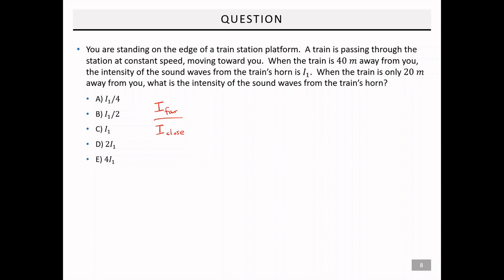Okay, so you have a train that starts 40 meters away from you. So the intensity far is going to be P divided by 4 pi times 40 squared. Right, that train's emitting sound as waves in all directions, and that sound is coming out of the train as these spherical wave fronts. So we'll use this equation for intensity. And then for I close, we will use the same equation, but with 20 meters.